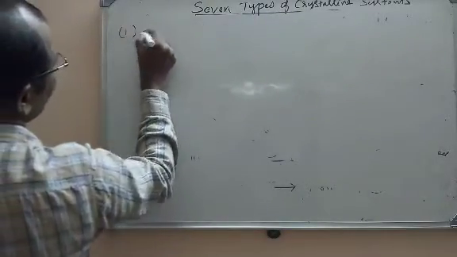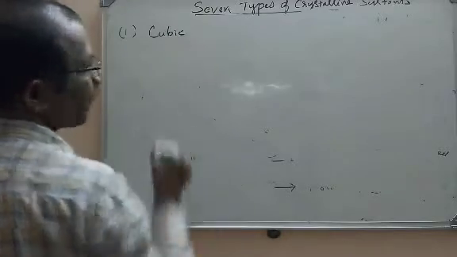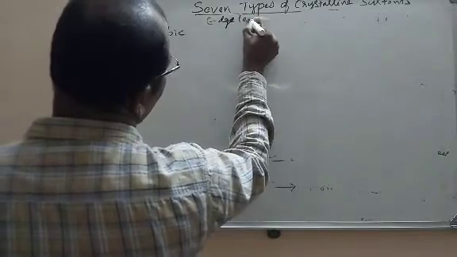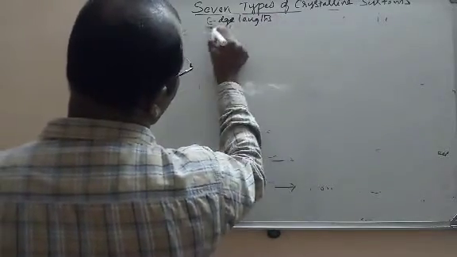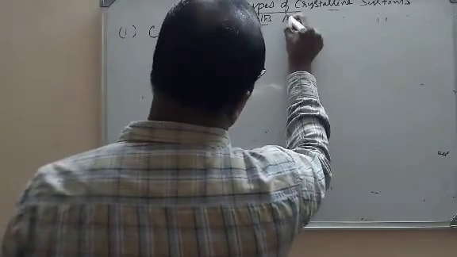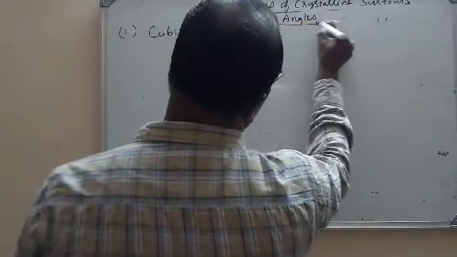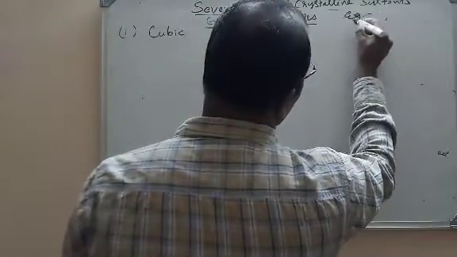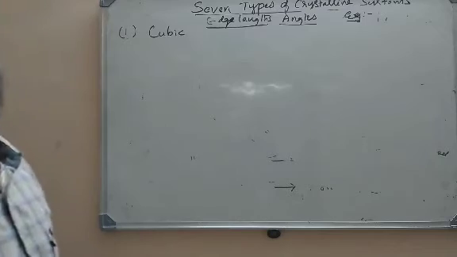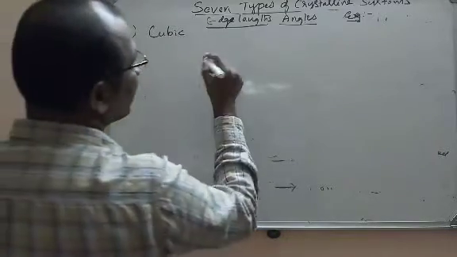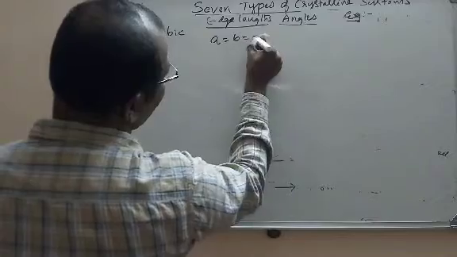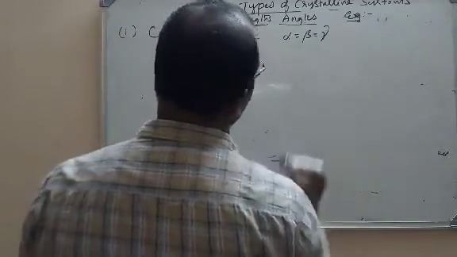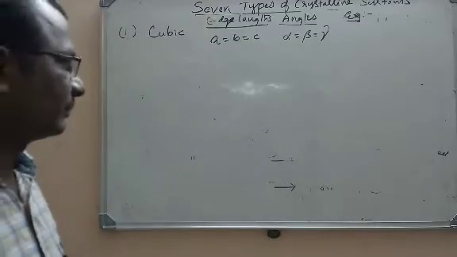The first one is cubic. Here we take edge lengths as one column, and here the angles made by those edge lengths will be taken, and in the final one we are going to take examples. First one, cubic system. What is a cubic crystal? If A is equal to B is equal to C and alpha is equal to beta is equal to gamma, then it is called a cubic crystal.